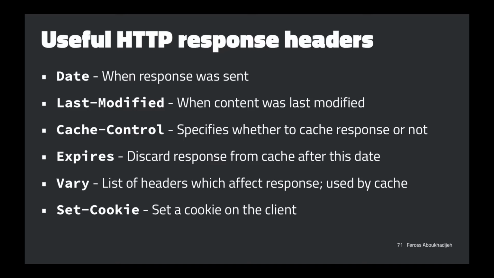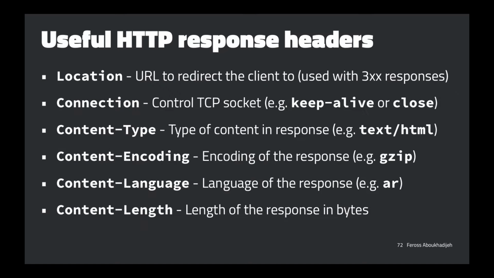Cool, and then set cookie, that just lets you set a cookie. So the value is the cookie that the browser saves, and we'll talk more about that in a second. And then we have location. So that's useful if you're giving back a 300 response and you're going to tell the user to go somewhere. You do that by setting the location header. So when you get back a 300, the client looks at the location and then it goes to that destination.